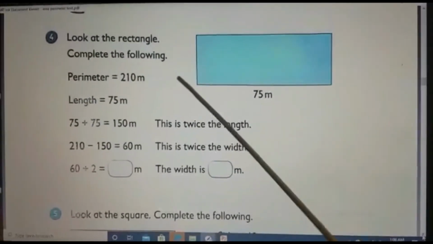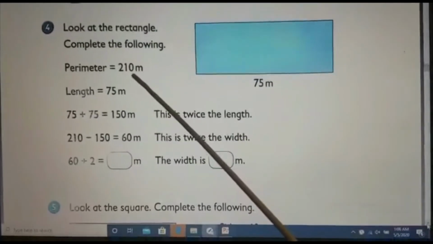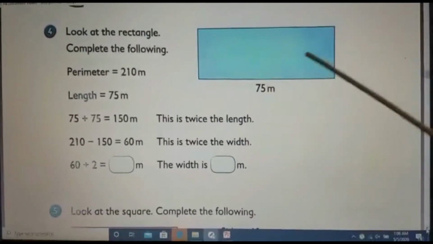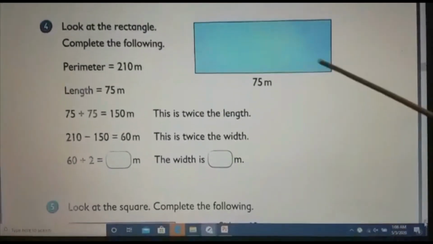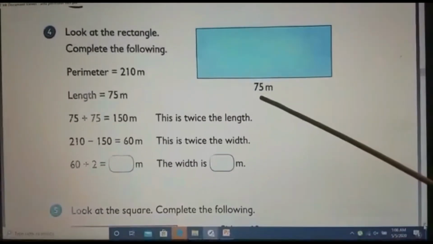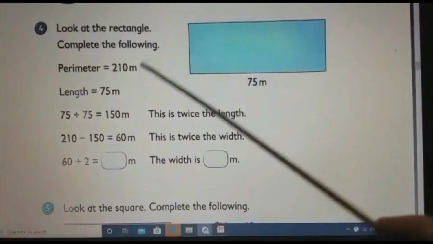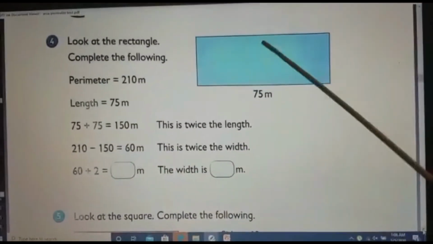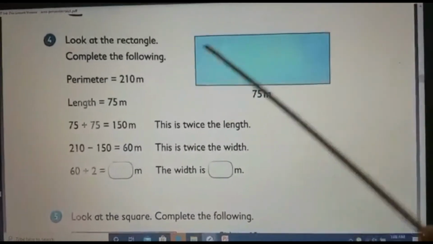The perimeter is given here. What is the perimeter? It is 210. So this side plus this side plus this side plus this side, all 4 sides together is 210. We know this is 75 and this also will be 75. So 75 plus 75 is 150. That is twice the length. Then this other part will also be there.